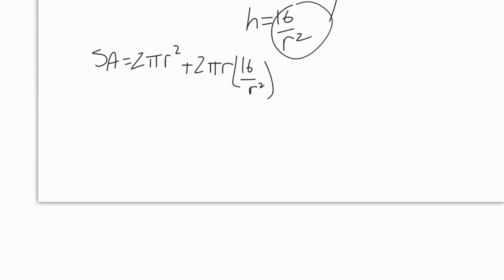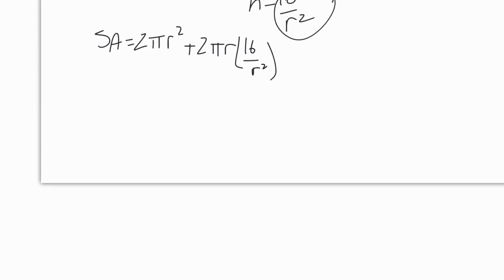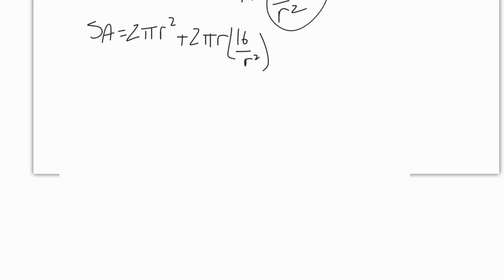Now when you're doing this, you definitely want to have your equation simplified. You don't want to have extra things like this because this would require a product rule. So you always want to simplify before you do calculus. So we're going to get surface area is equal to 2 pi r squared plus 32 pi over r.